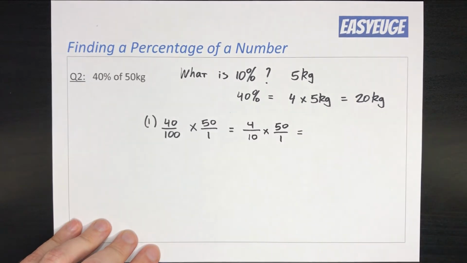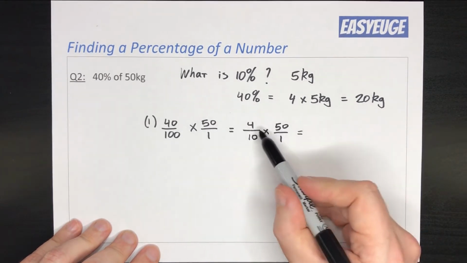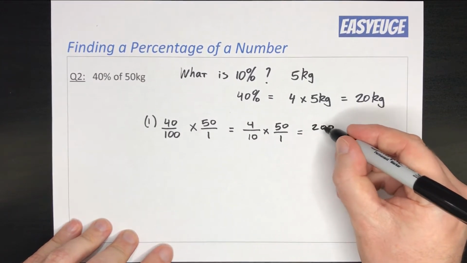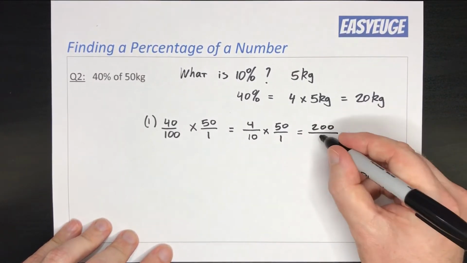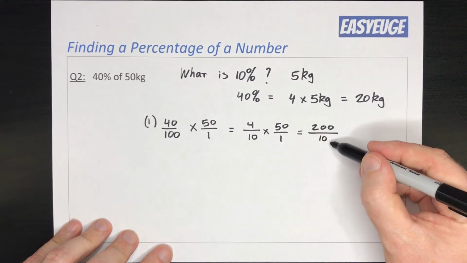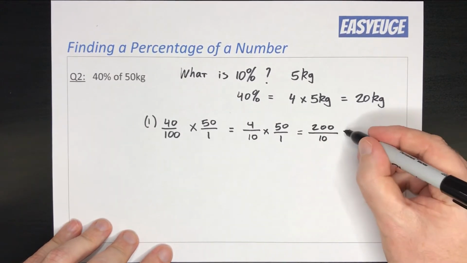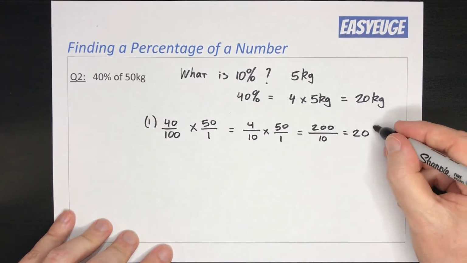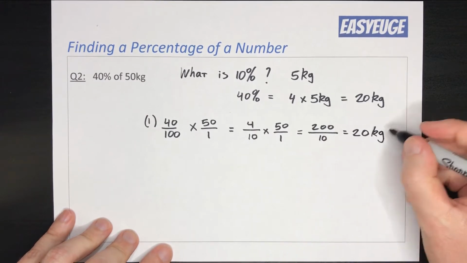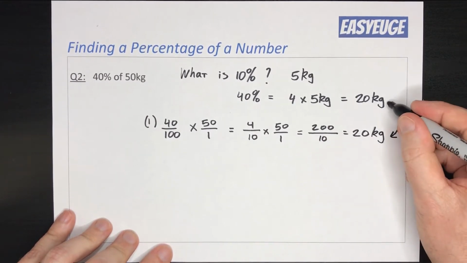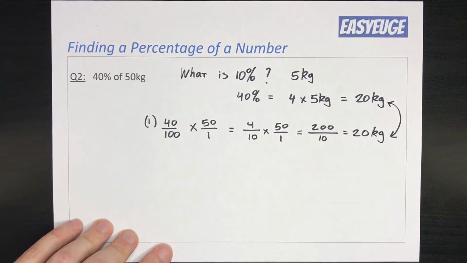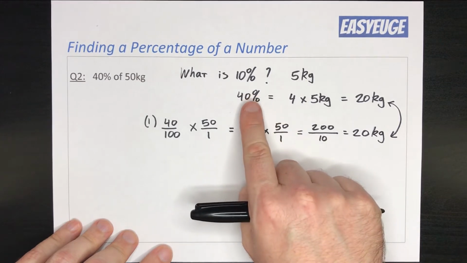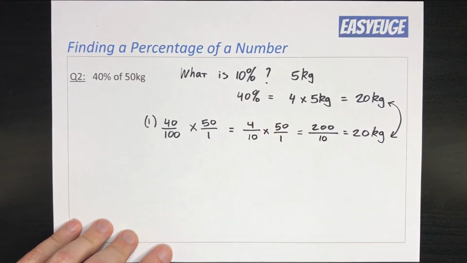And let's go to multiplying out these fractions. So you multiply the two top numbers. 4 by 50 is 200. 10 by 1 is 10. So what is 200 over 10? 200 divided by 10 is 20. And the units are kilograms. So the answer is 20 kilograms. And look, both answers are the same. So that's really great because the fraction form works as well as this quick form I showed you up here.